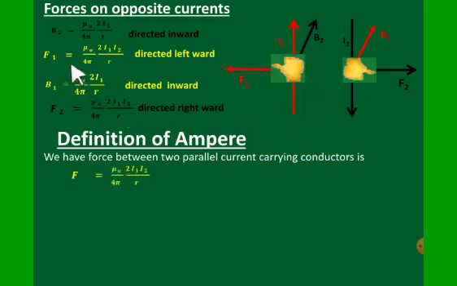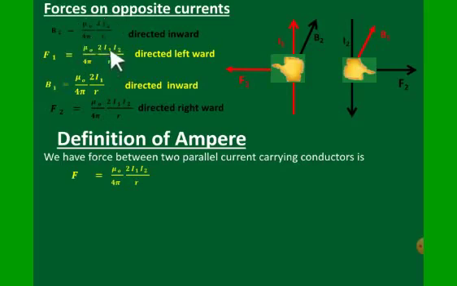then the force experienced, as we have just seen, this is not actually the force, rather we have to say force per unit length. Force per unit length will be equal to mu naught by 4 pi, twice I1 I2 by R. When we say IL cross B, I is this one, and your B is this one.